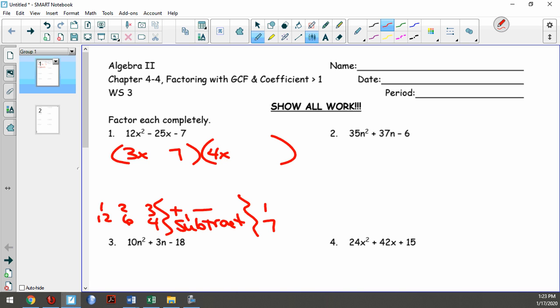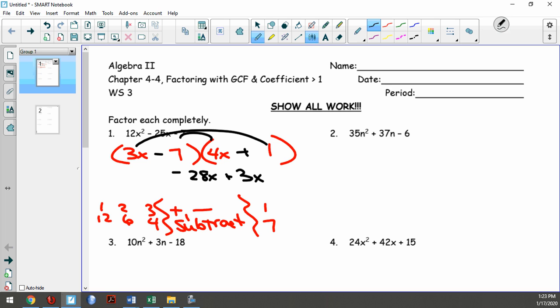You want to put the 7 here because 7 times 4 with the inner will give me what? 28. Is that over the other number? Yes. So now I'm going to go ahead and do inner. Inner gives me a 28x. Outer is going to give me a positive 3x. But I need it to be what? A negative 25. So the 28 is negative, making the 7 be negative and the 1 be positive.